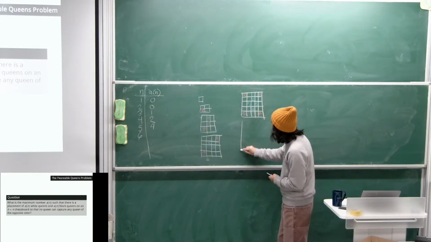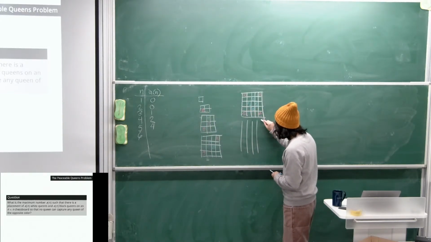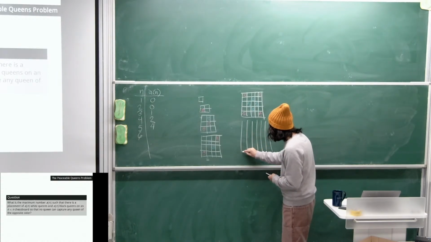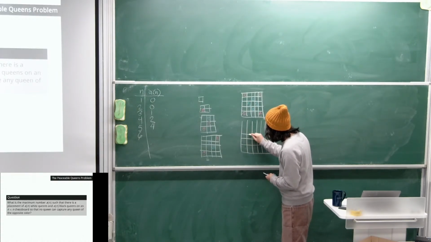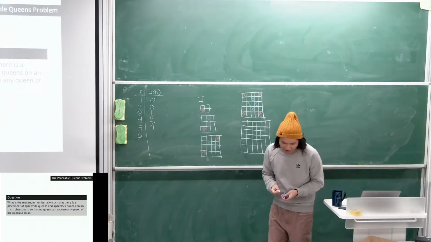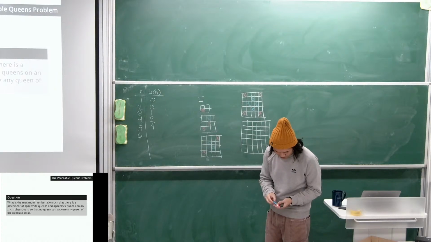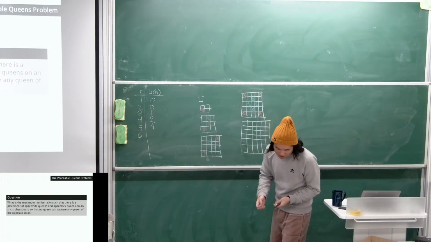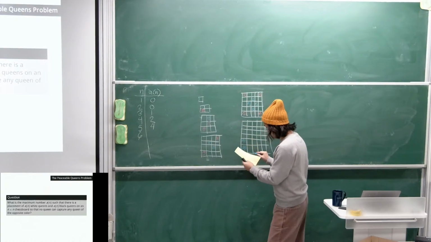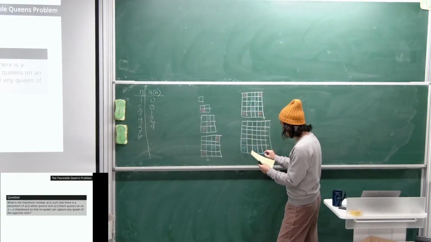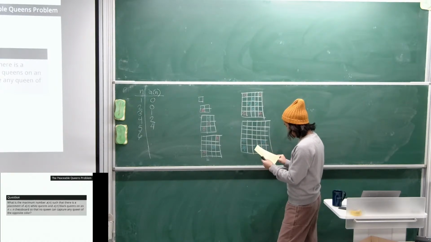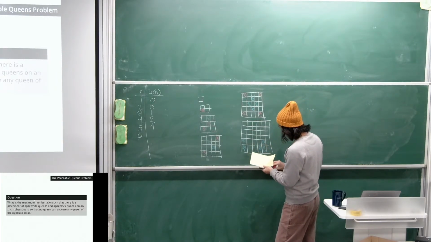So let's go to the 6-by-6 one. 1, 2, 3, 4, 5. Is this right? Okay, I won't torture you, I'll just show you the solution. It turns out you can do 5. So let's put the queens here, like this. And let's put the red queens here.